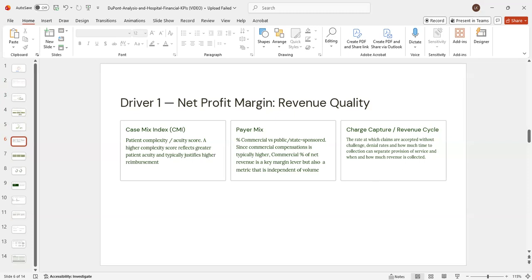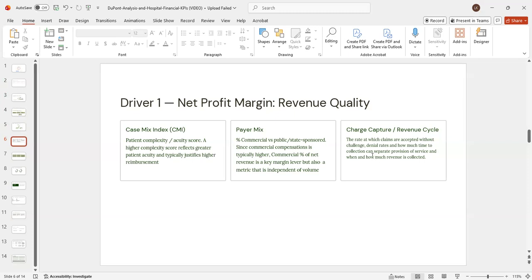Even when you can collect, if it takes a significant amount of time between the time you bill and the point at which you collect the revenue, that and all of the other factors that we just discussed essentially create a wedge between the provision of care and when and how much revenue you actually collect once the billing, the revenue cycle, is complete. So these are different KPIs. I'm not saying that these are the only KPIs, but broadly, these represent three categories of KPIs.